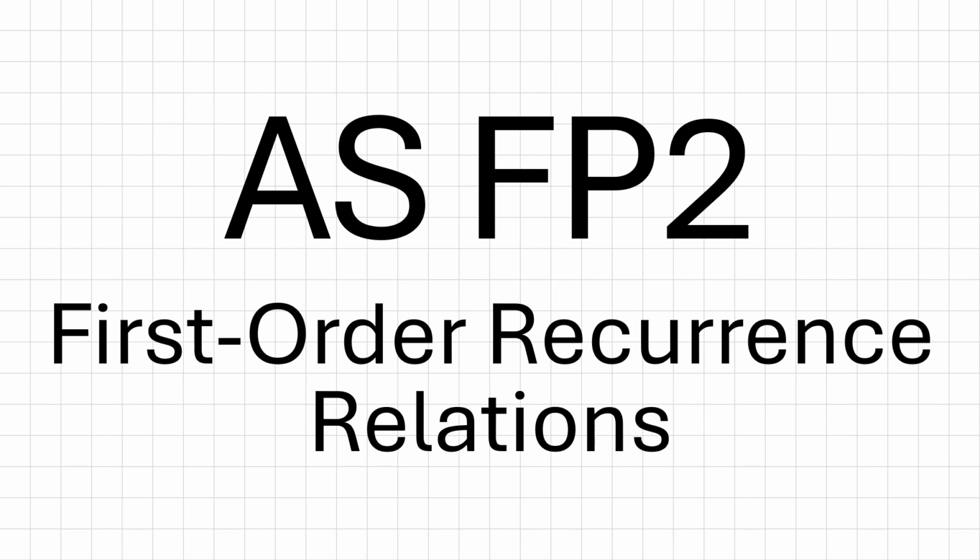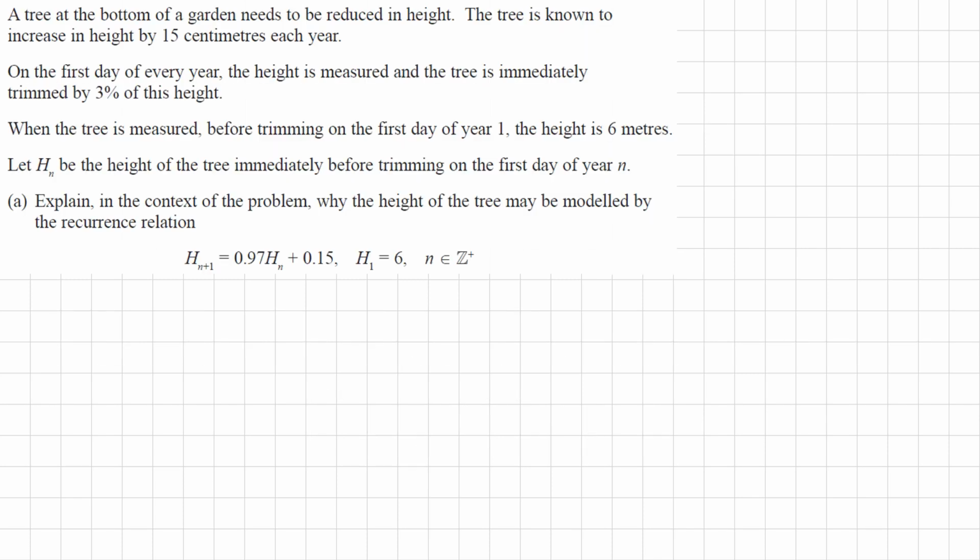This is an AS FP2 question on first order recurrence relations. A tree at the bottom of a garden needs to be reduced in height. The tree is known to increase in height by 15 centimeters each year. On the first day of every year, the height is measured and the tree is immediately trimmed by 3% of this height. When the tree is measured before trimming on the first day of year 1, the height is 6 meters. Let Hn be the height of the tree immediately before trimming on the first day of year n.